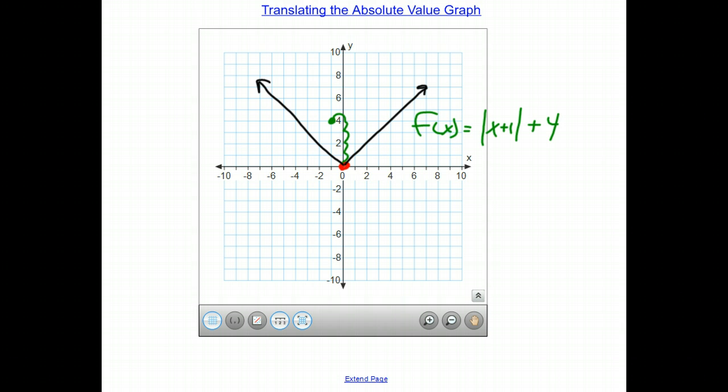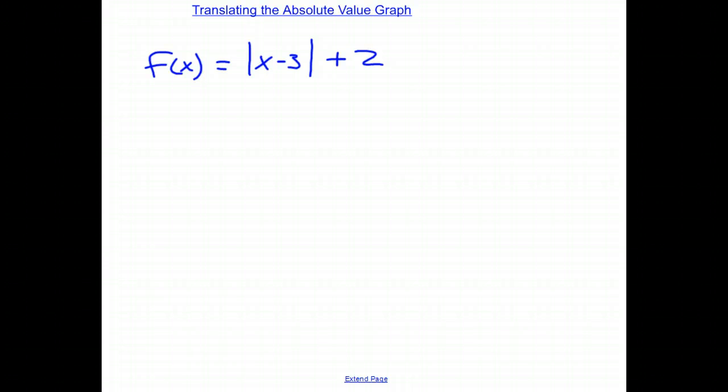What happens to the rest of the graph? Well, the rest of the graph is exactly the same. So now this graph will look like this. Let's try another example. Let's take a look at this problem. So we have f of x equals the absolute value of x minus 3 plus 2. Well, nothing really changes here. The numbers are different.